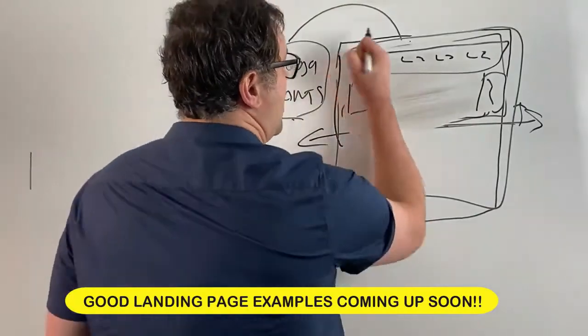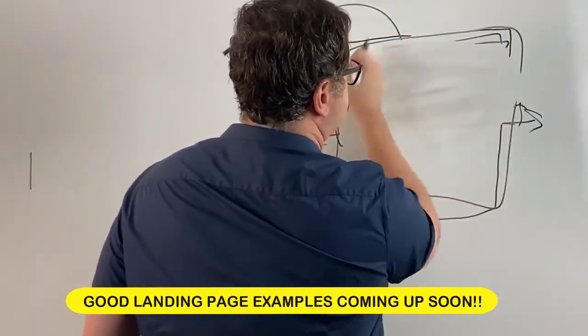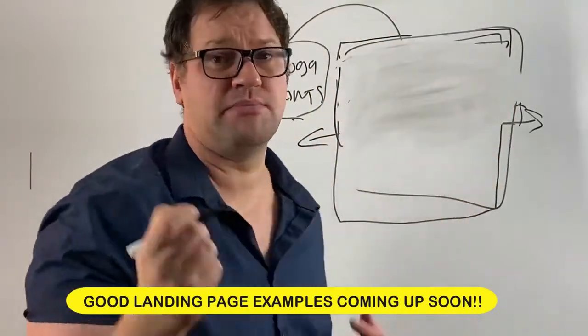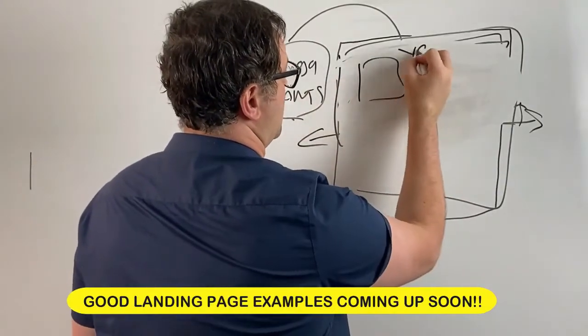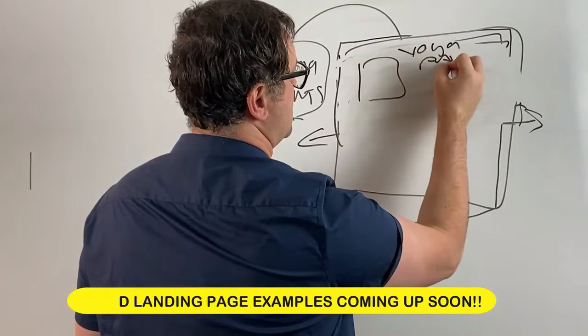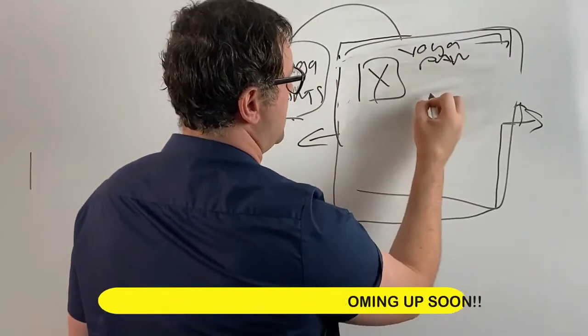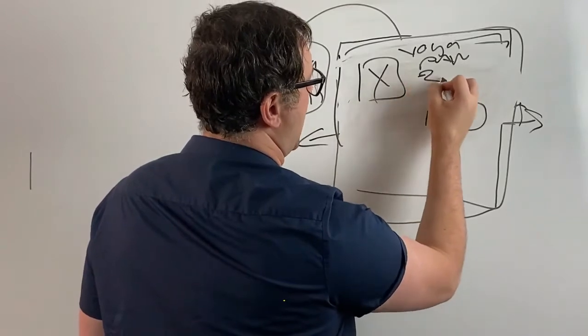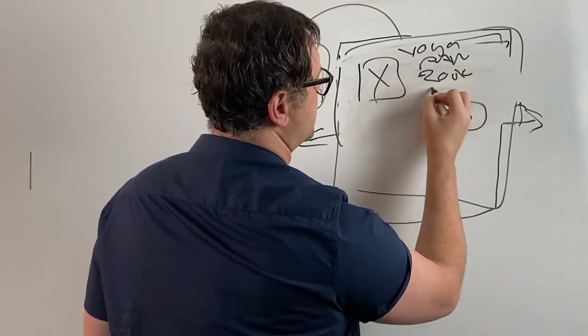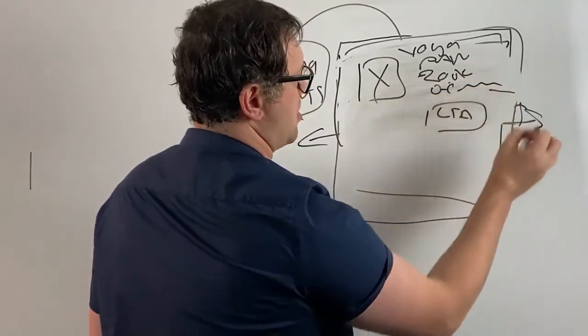Right, so here we want this basically. We want yoga pants, got an image here, we've got a call to action here, and we've got our headline, 20% off yoga pants.